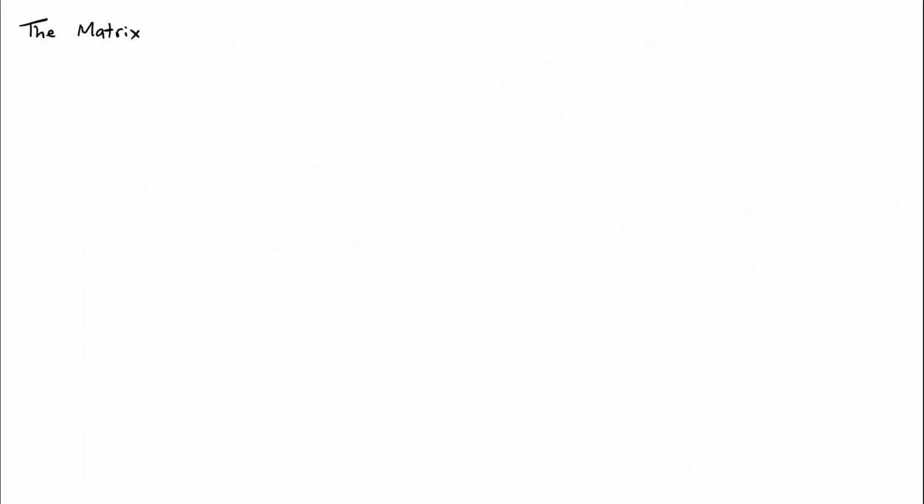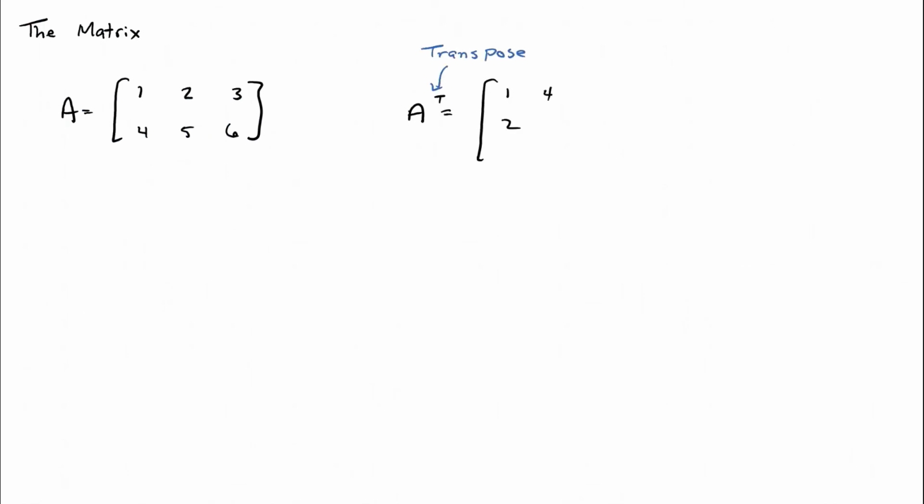The final thing I'll discuss here is the transpose of a matrix. If A is the matrix 1, 2, 3, 4, 5, 6, then A transpose, that's what this little t means, is 1, 4, 2, 5, 3, 6. The transpose basically flips the matrix. That's it. There are a couple of properties.